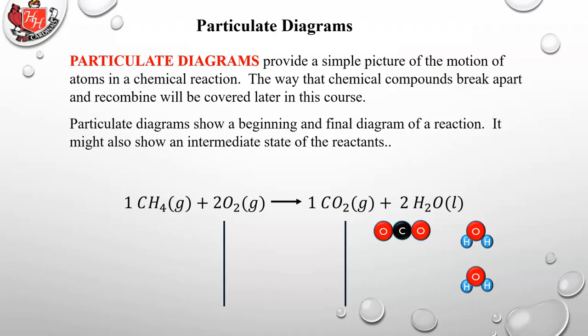Now you might ask, when it's in that middle state, why doesn't it go back to being CH4 and 2 O2? And sometimes it does. It doesn't always go forward. It might go back to being what it was originally, but in an ideal chemical reaction, the way we're going to discuss it, it is going to go forward.